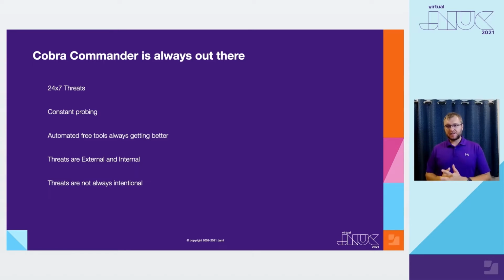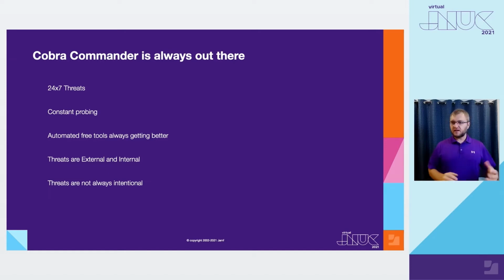You have constant probing. Most of our stuff is in AWS, but there are never-ending vulnerability scanners being tossed at it. And honestly, the automated free tools for red teaming services are continually becoming better and better. So if you want to go get your OpenVAS or any of those tool sets, they are super easy to get. You can go grab Kali Linux, and you can almost be a red team security engineer pretty quickly.